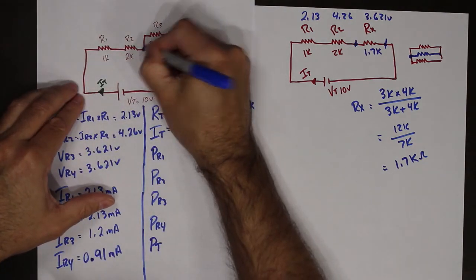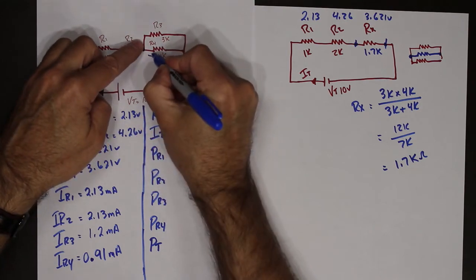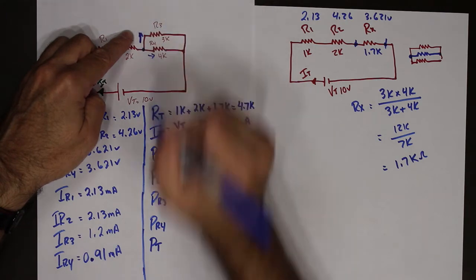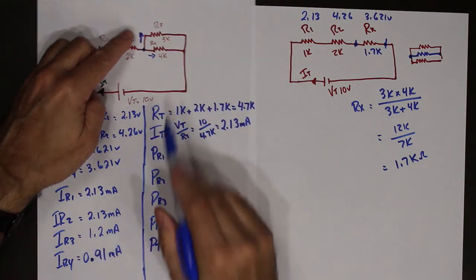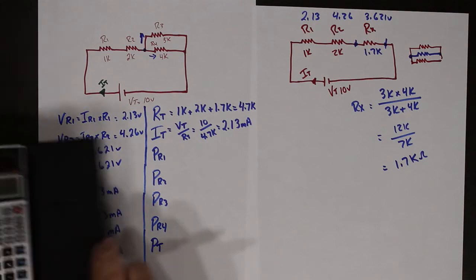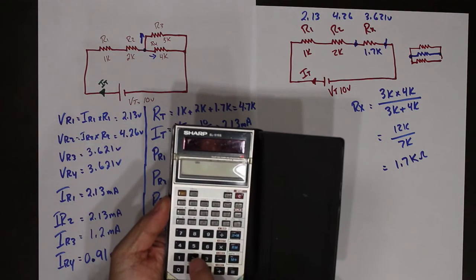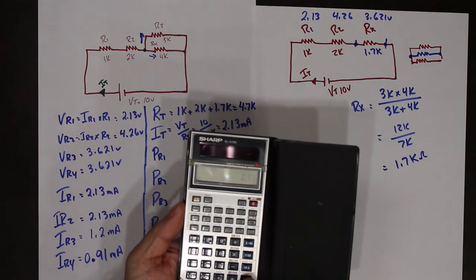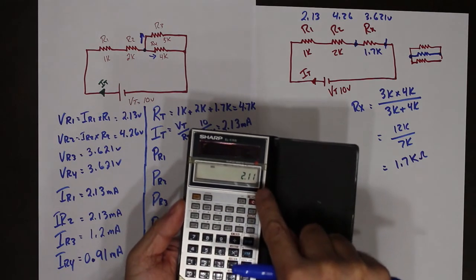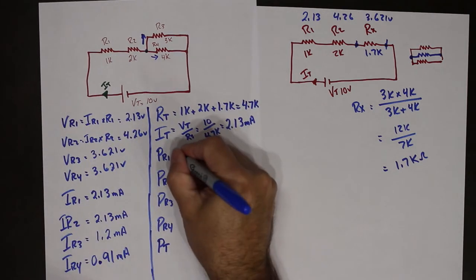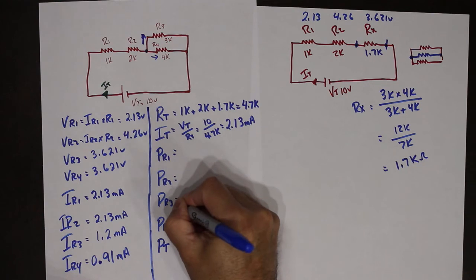I total splits at this point. 0.91 goes that way, 1.2 goes that way. So together, they're going to add up to 1.2 milli plus 0.91 milli. Everything's good. We love it when a plan comes together.